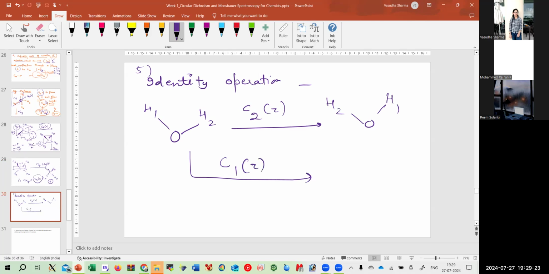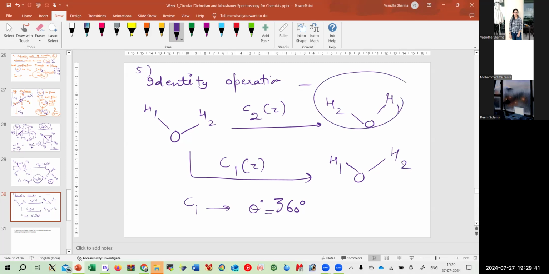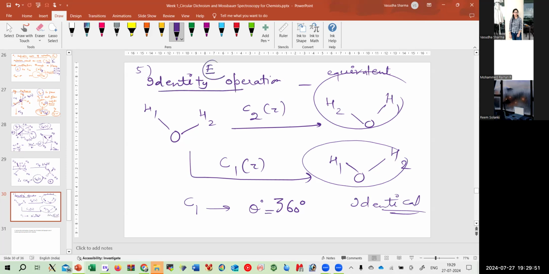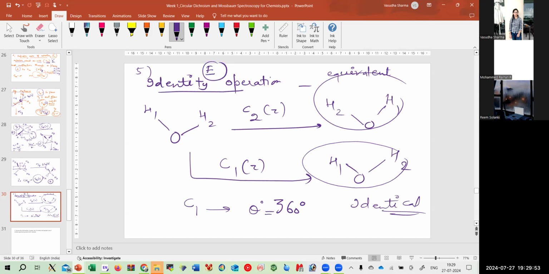C1, what do you expect it to be? What does C1 mean? What is the theta value? 360 degrees. Right. So this is 360 degrees. 360 means it would come back to its original position. So this we call equivalent, and this we call identical, as explained earlier. And therefore, this particular operation is called E. If it is giving you an identical configuration, that is called the E identity operation.